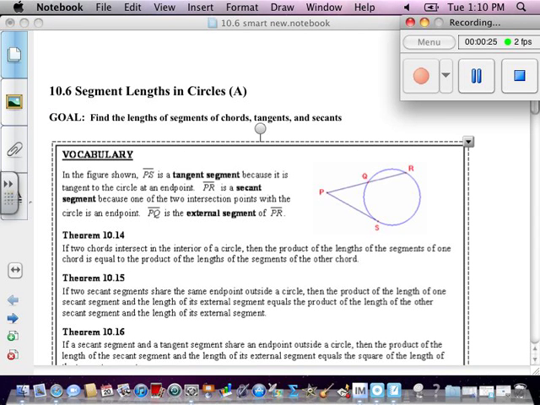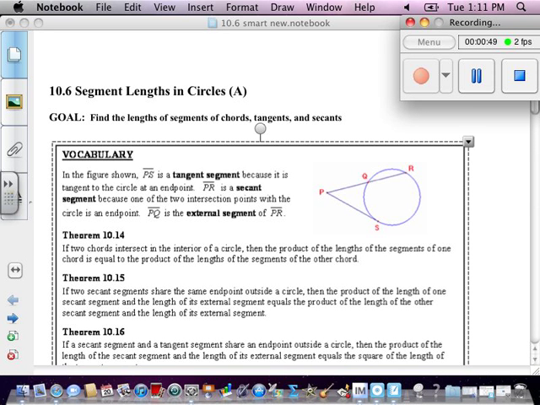And PQ is the external segment of PR. Do you see how PQ is on the outside of the circle? Therefore, it's external. Okay. Theorem 10.14. If two chords intersect in the interior of a circle, then the product of the length of the segments of one chord is equal to the product of the length of the segments of the other chord. And right below, there's a diagram for each one that I will explain.